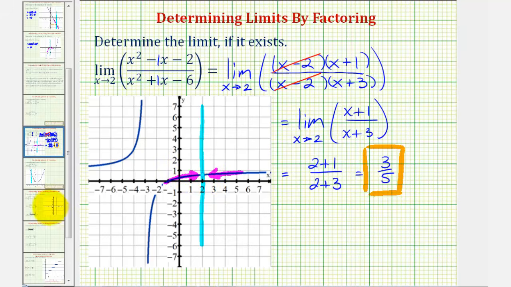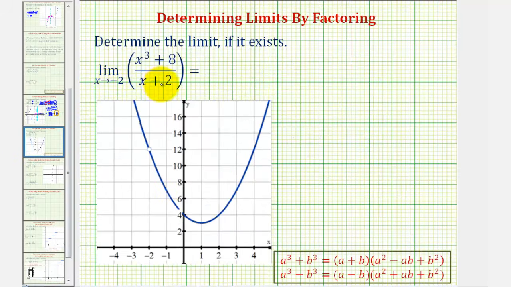Now looking at our second example, let's go and jump to the graph. Notice how the function is undefined at x equals negative 2. Once again, we'd have division by 0. But looking at the graph, notice here where x equals negative 2, we can graphically see the limit does exist. As we approach negative 2 from the positive side or right side, and as we approach negative 2 from the negative side or left side, we can see from the graph we are approaching the function value of 12.